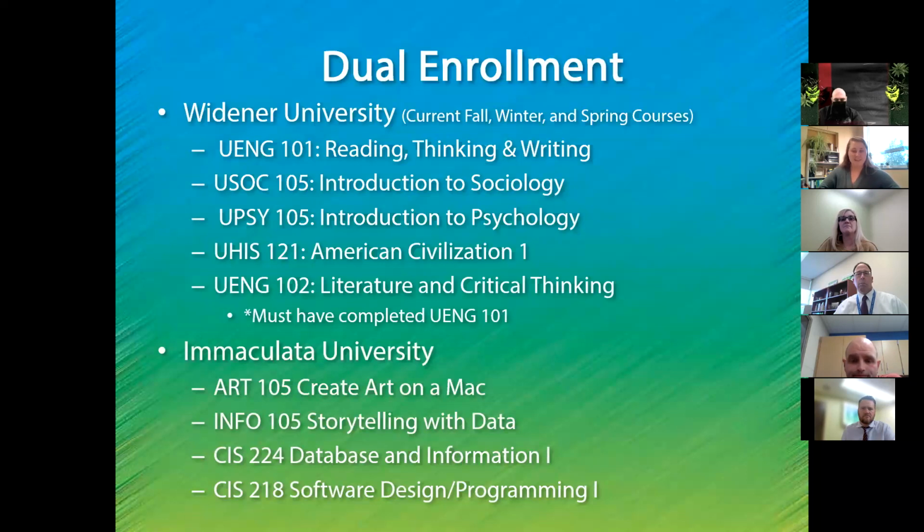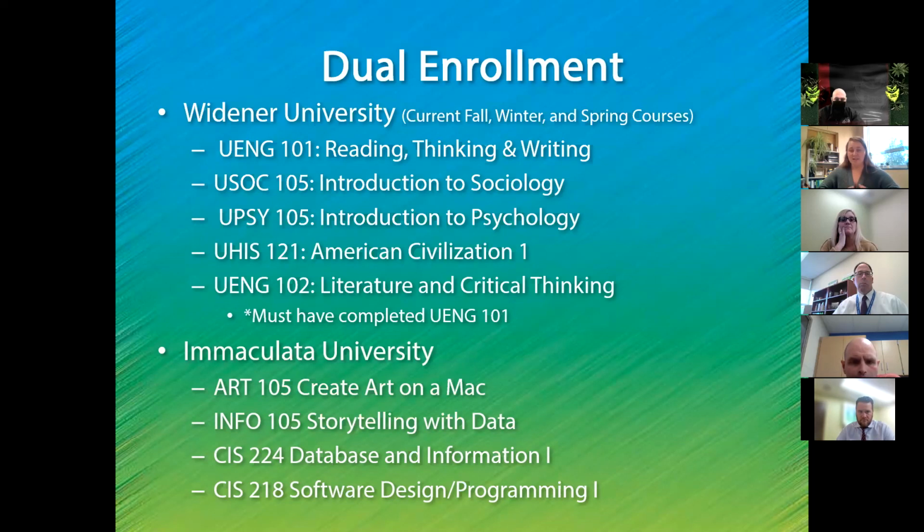All of these are at a heavily discounted rate. Widener is $300 for a course, and Immaculata is $100 per credit. So it's a really cool experience. These are our current classes for this year. Again, these are subject to change, might be changing for next year, but all of our courses are open to different students. With Immaculata, these are program-specific courses. Widener University, they're more general education courses.